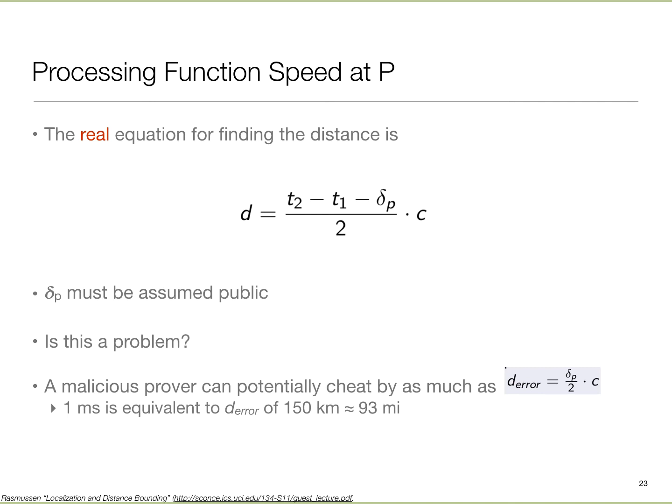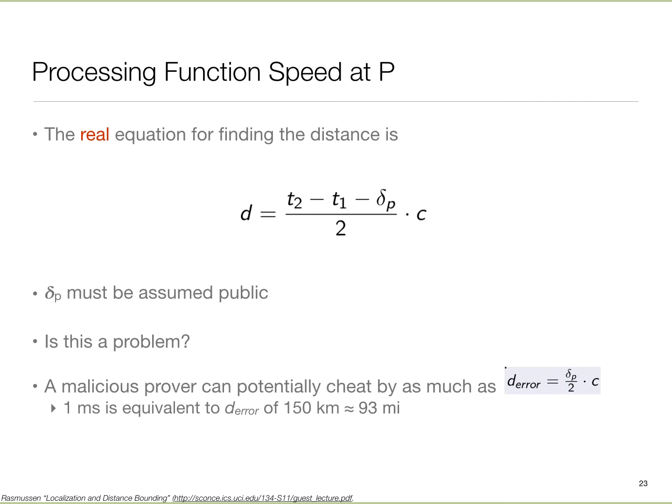In reality the estimation of distance looks something like this: t2 minus t1 minus some delta p, which we know is the turnaround time taken by the protocol, so we can subtract out the processing. And of course, this has to be known publicly because these are part of the standard. Any third party should be able to calculate it.